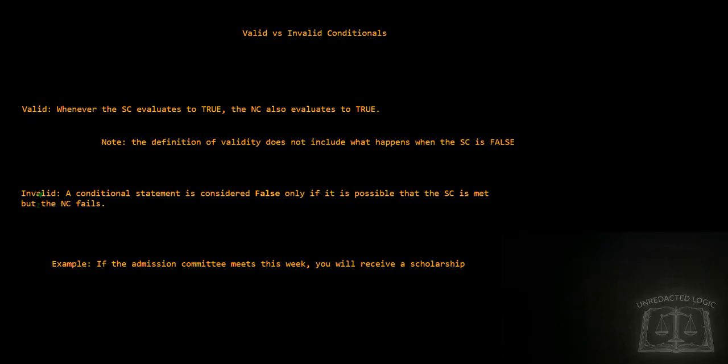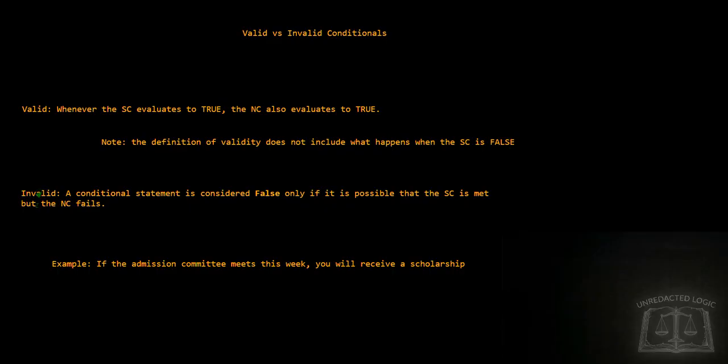Let's look at the definitions. Whenever the sufficient condition evaluates to true, the necessary condition also evaluates to true. That's what it means to be a valid conditional. And note that this definition of validity does not include what happens when the sufficient condition is false. In other words, if the sufficient condition is false, the conditional rule is simply not triggered and it can't be violated.